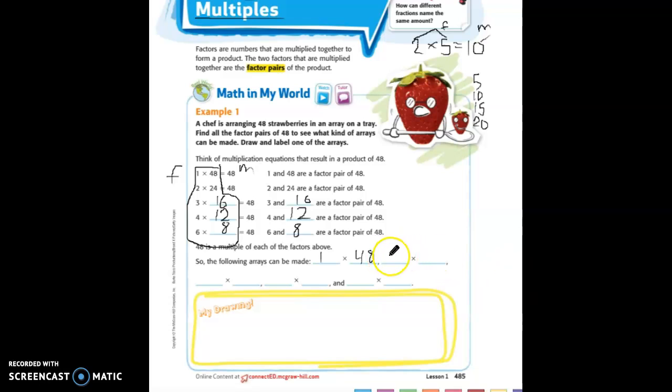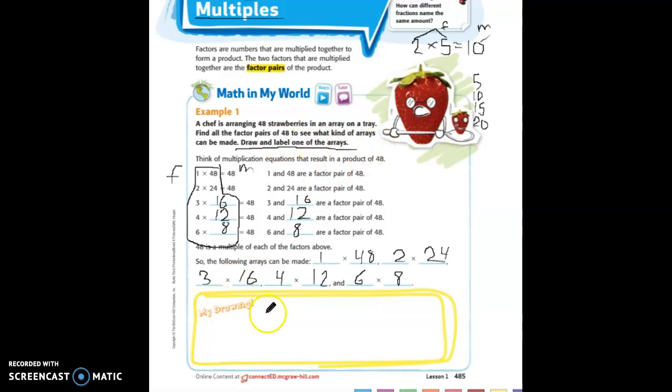2 times 24, 3 times 16, 4 times 12, and 6 times 8. So all I've done here is taken these multiplication equations and written them out lengthwise as it's asked us to do here. Now the last part it asks in the problem is to draw and label one of the arrays.